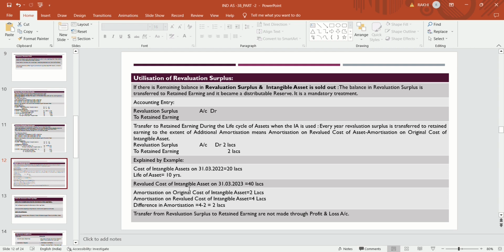The company will transfer that revaluation surplus to the reserve account, retained earnings, and treat it as a distributable reserve.